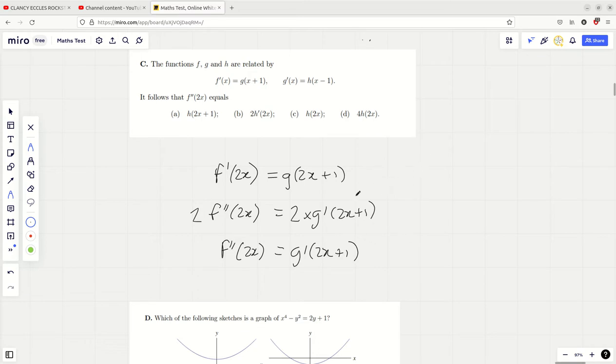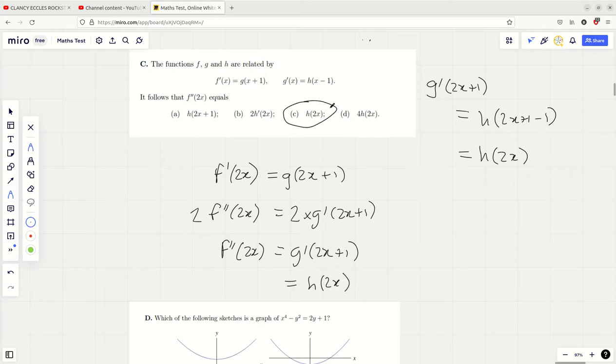Now we need to relate this to h. Now g dash of x is h of x minus 1. So g dash of 2x plus 1 is going to be equal to, well, let's replace x with 2x plus 1. And then we've got a minus 1. And so that's h of 2x. And so this equals h of 2x. And so the answer is C.